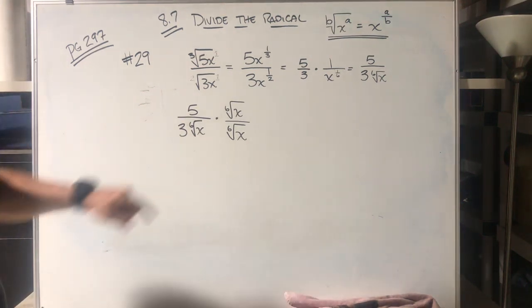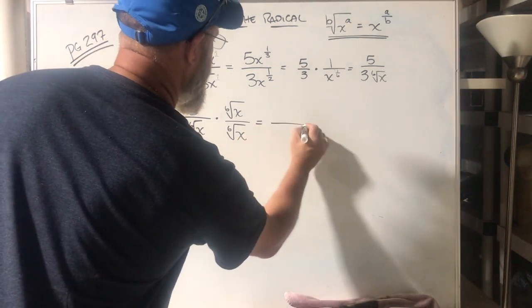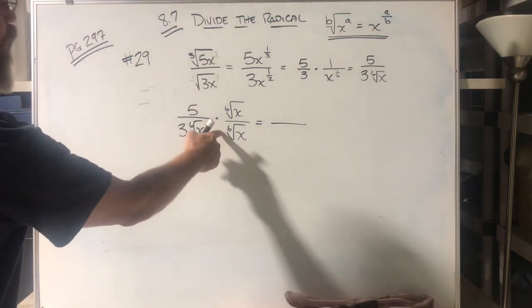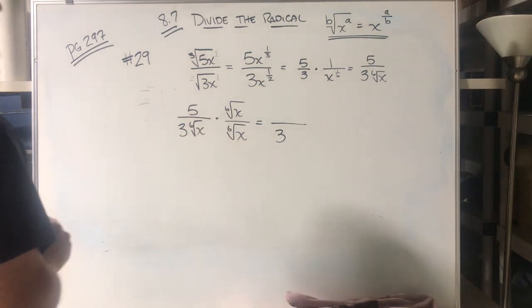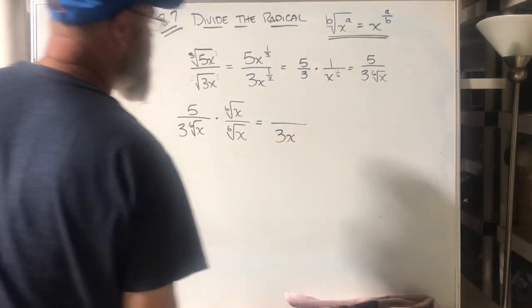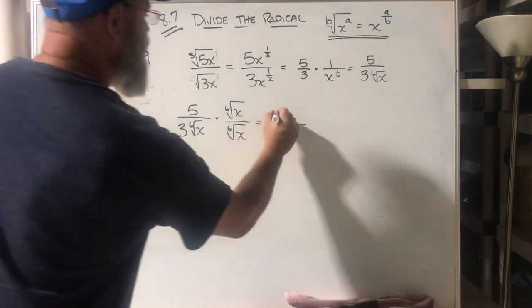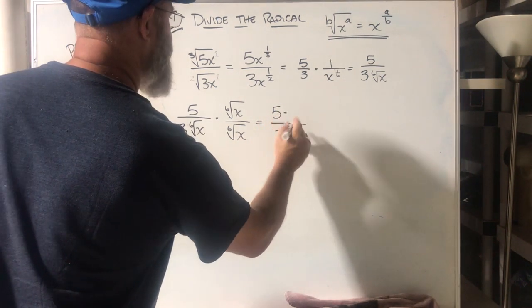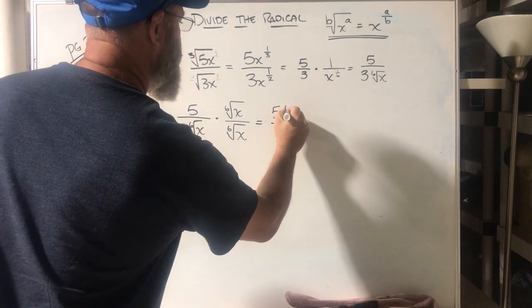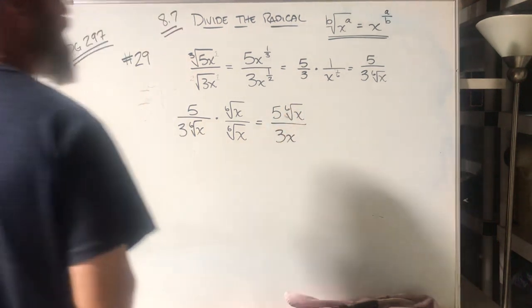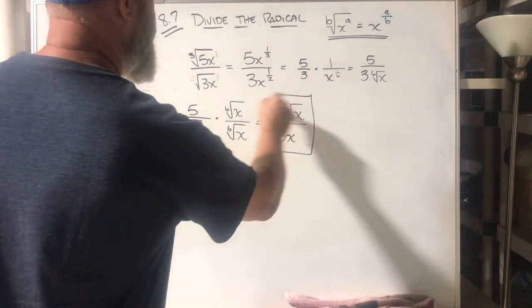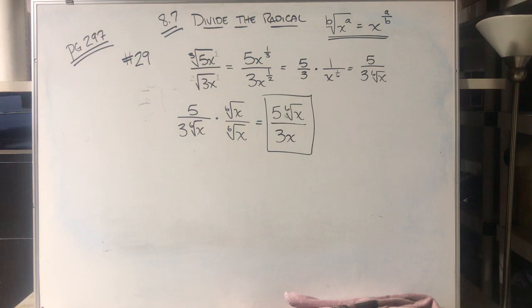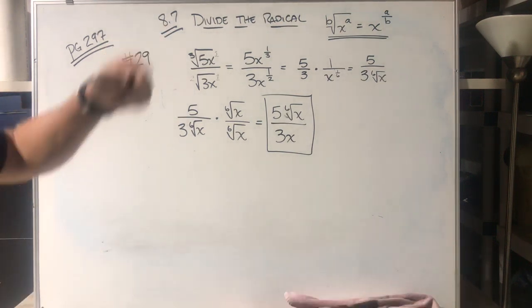And what that does is that makes this your denominator. I've got 3 times 1, so that's 3. The 6th root of x times the 6th root of x is going to be x. And then up here, I've got 5 times the 6th root of x. And that is your answer. That's a tough one. That's a really, really hard one. But that is how we do it.